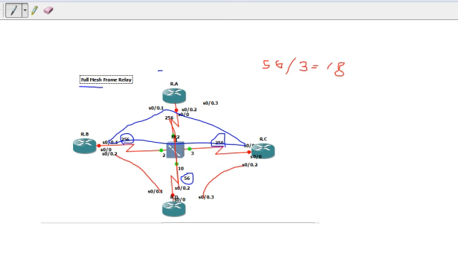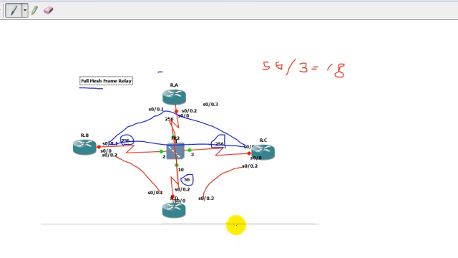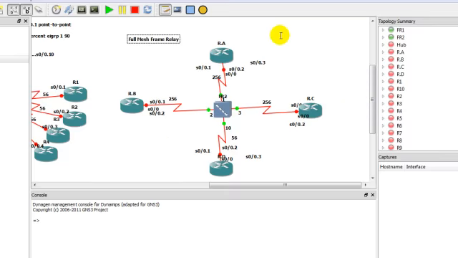So let's go to the next one here. It's better. Now just keep this in your mind because I want to use it in my real scenario. I have multi-points here and point-to-point between router D, C, A, and B. So now, look at this. I have 56 kilobit divided by 3 virtual circuits. It will equal 18 kilobit per second.